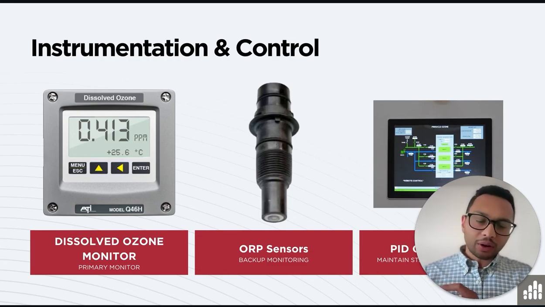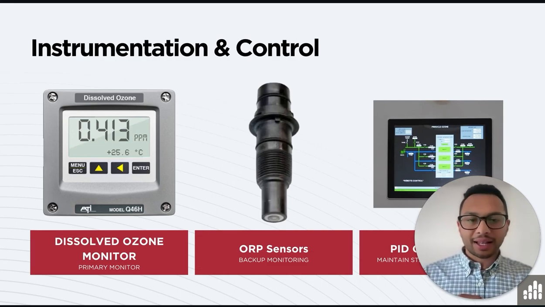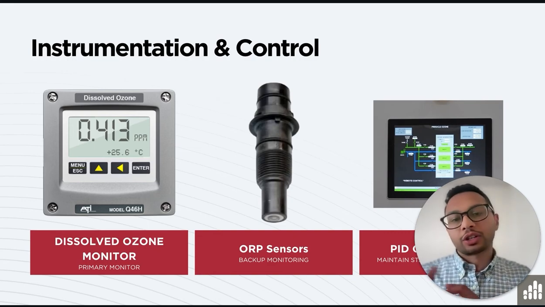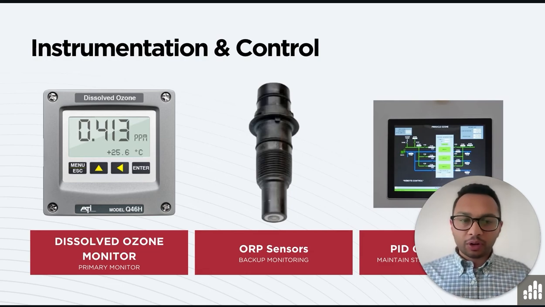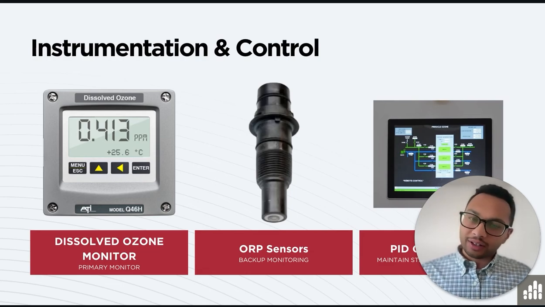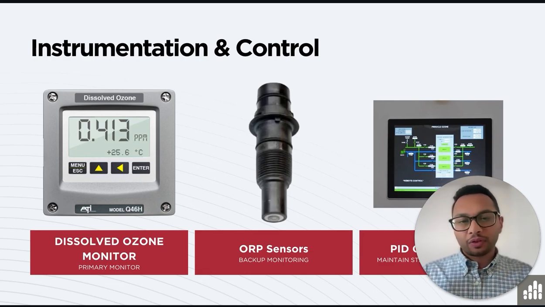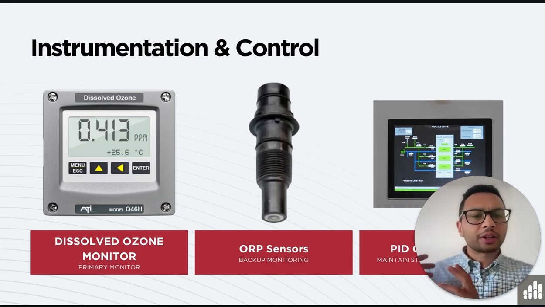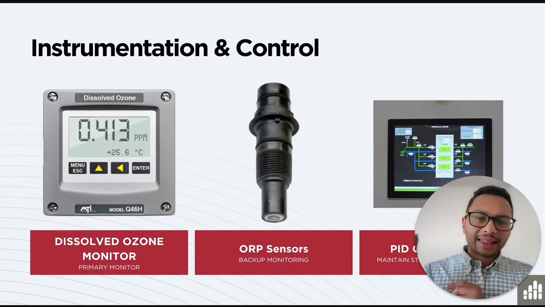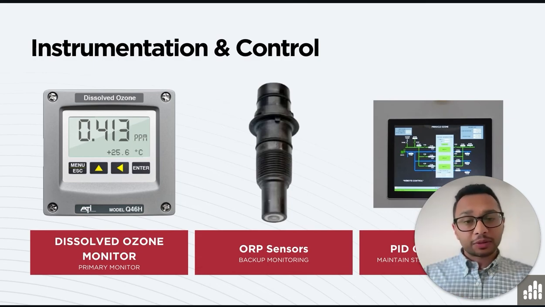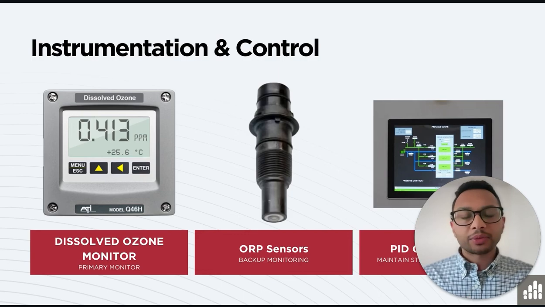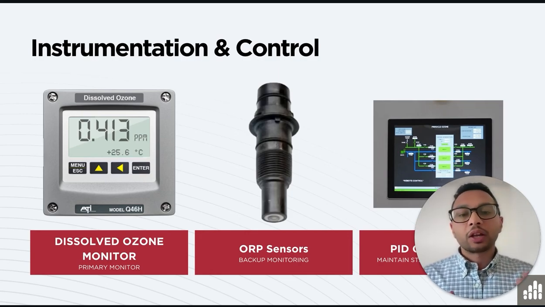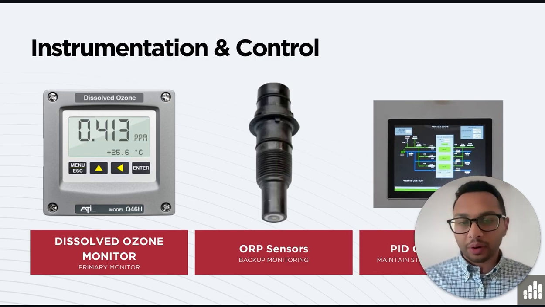Many systems also include an ORP sensor as a secondary indicator. The ORP, once again, is oxidation reduction potential. This gives us a broader view of the redox environment, but is less precise for ozone usage. On the safety side, we also include an ambient monitor sensor that detects the ozone level in the space around, and it will trigger alarms or even shut down the ozone system if it goes above the OSHA limit of 0.1 ppm.